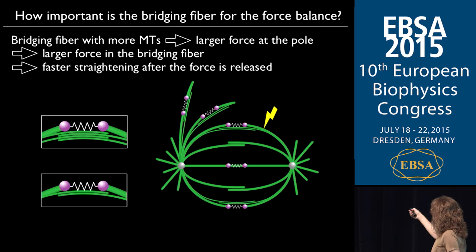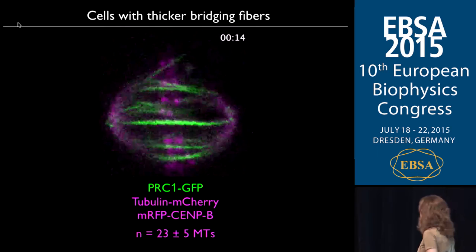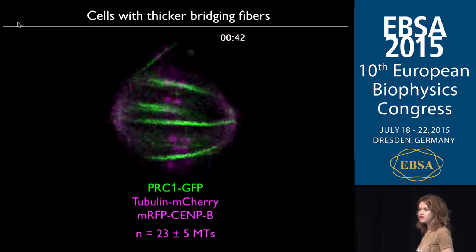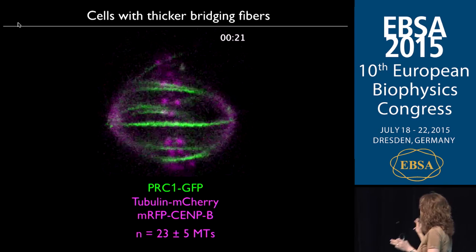And how can we observe this experimentally? Well, if we have a higher force in the bridging fiber, then after the cut, we expect that there will be a faster straightening of the K fiber. So we decided to test this prediction by using cells where there are more microtubules in the bridging fiber, and cells which have fewer microtubules in the bridging fiber. And this is an example of a cell line which has, based on our measurements, 23 microtubules in the bridging fiber compared to 14 in our original cell line. So this one has very thick bridging bundles.